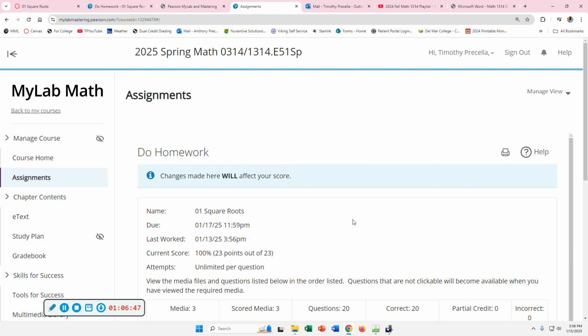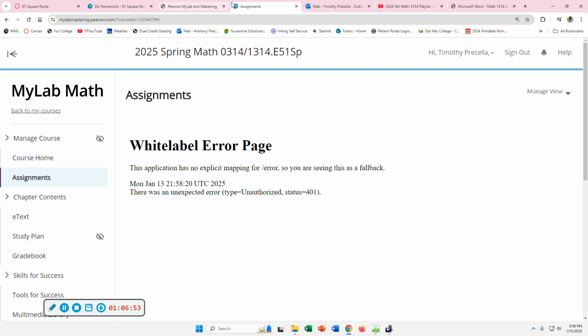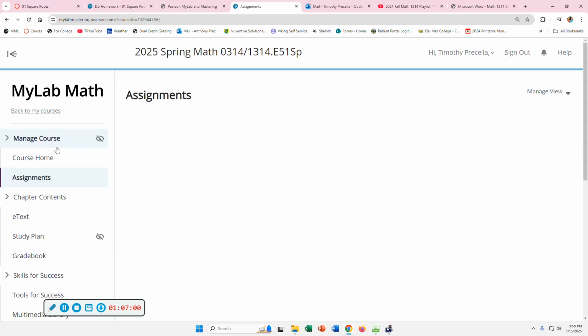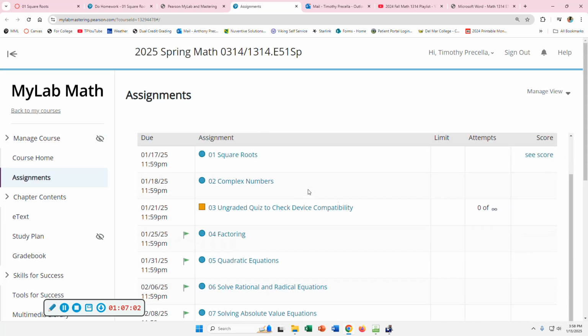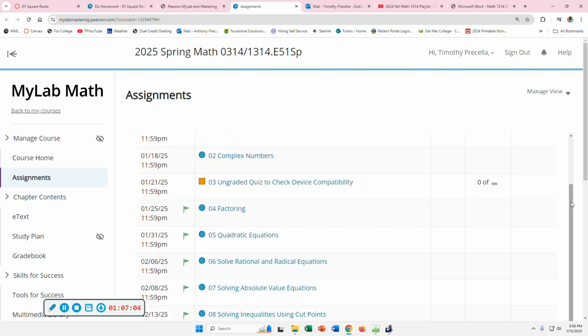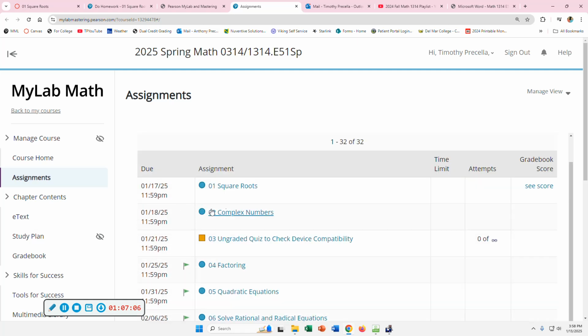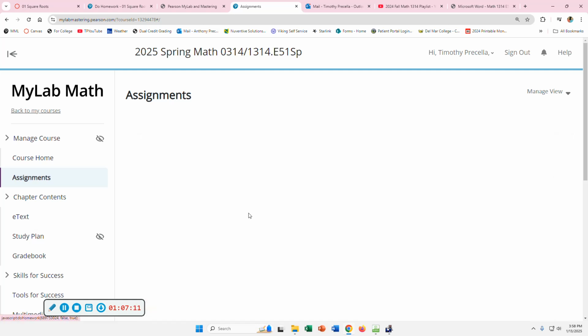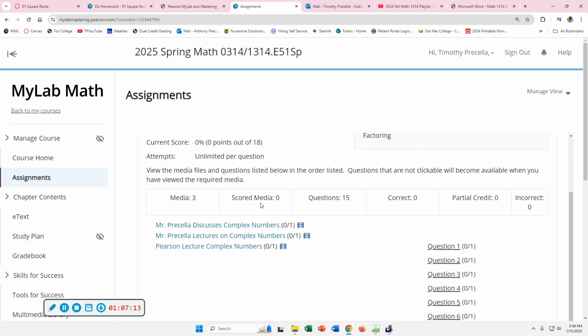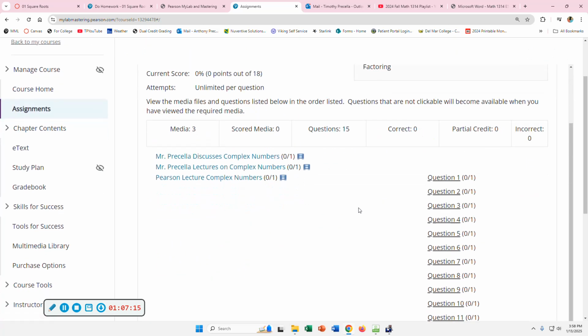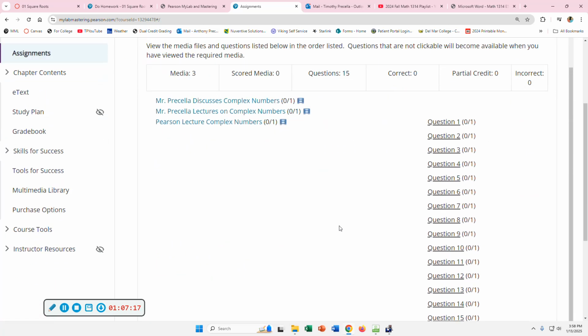So we've done the first one. Now we can click on number 2. Notice there's not a green flag. Now you can move on to assignment number 2, complex numbers. We're not moving on. We'll do that on Wednesday. I said you can, okay?